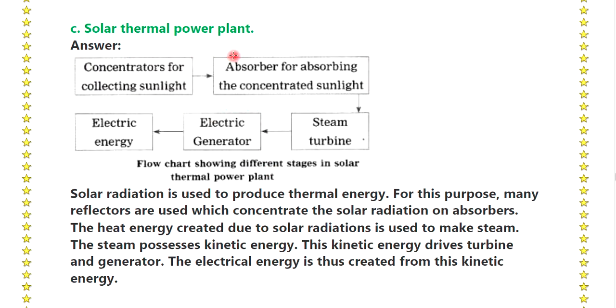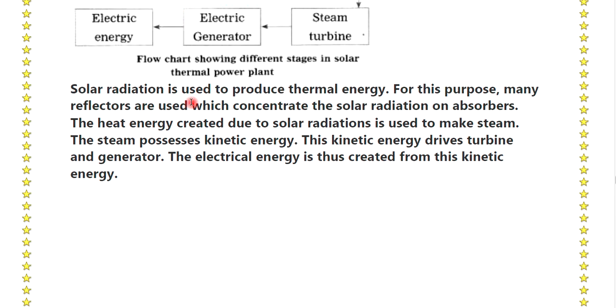Question C. Solar thermal power plant. Concentrators for collecting sunlight give rise to an absorber for absorbing the concentrated sunlight, which gives rise to a steam turbine, which gives rise to an electrical generator, which gives rise to electrical energy.